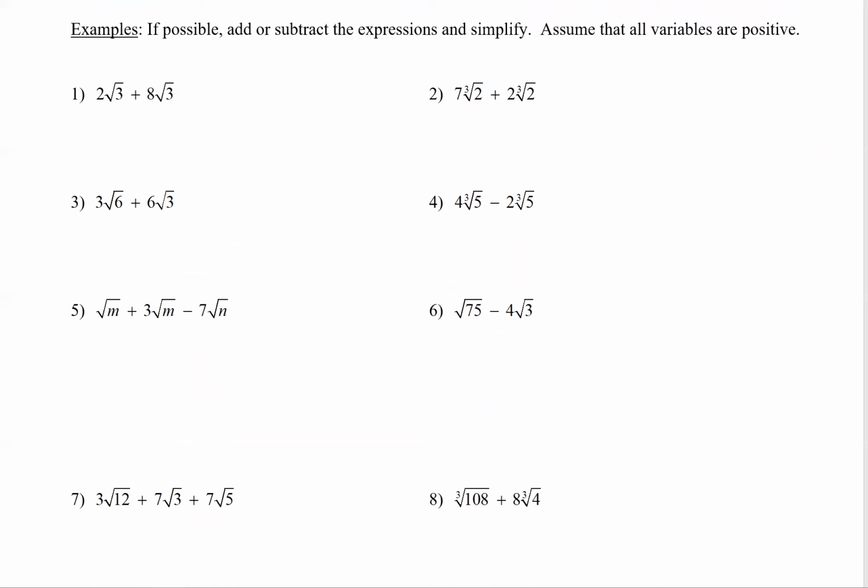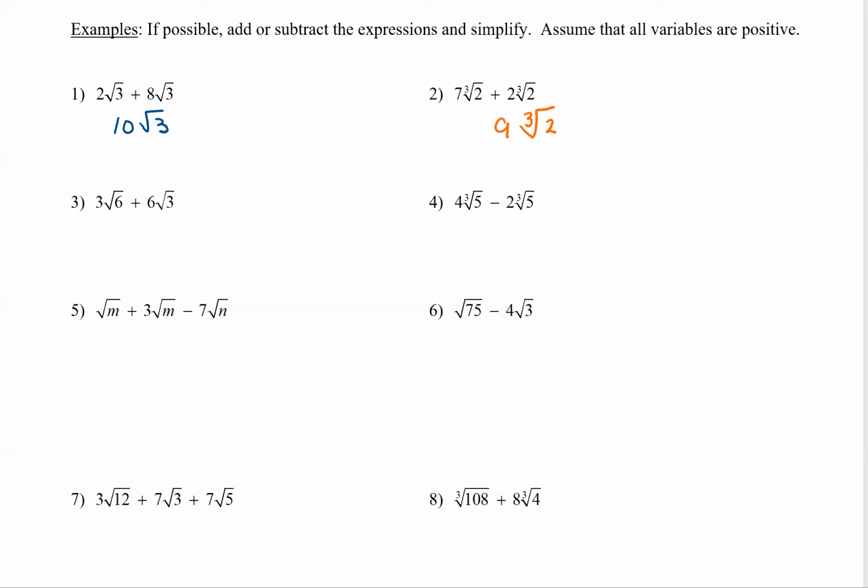Number 1, 2 square root of 3 plus 8 square root of 3. Same index, same radicand. So 2 plus 8 is 10. Number 2, same index, same radicand. 7 plus 2 is 9. So our answer is 9 cubed root of 2.